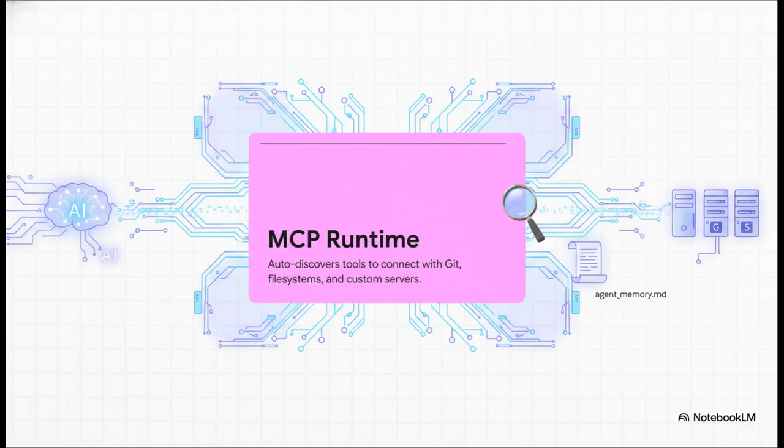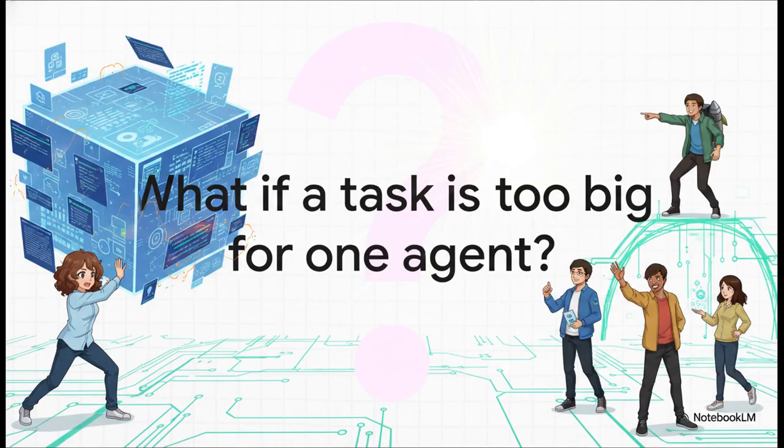It registers these tools so the execution layer can use them, and it writes logs straight to a hidden markdown file called agentmemory.md, ensuring the system always has a complete record of its interactions. So at this point, we've got a highly efficient, single-agent system that can safely read your files and write code. But I want you to think about this for a second. What happens when a task is just too big or way too complex for one single agent to handle sequentially?